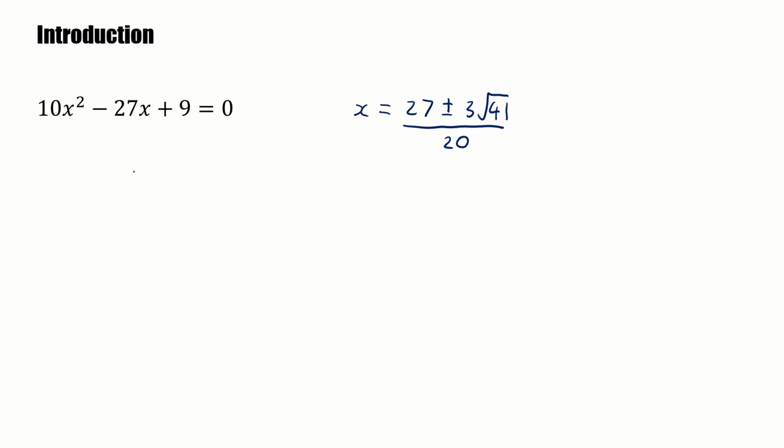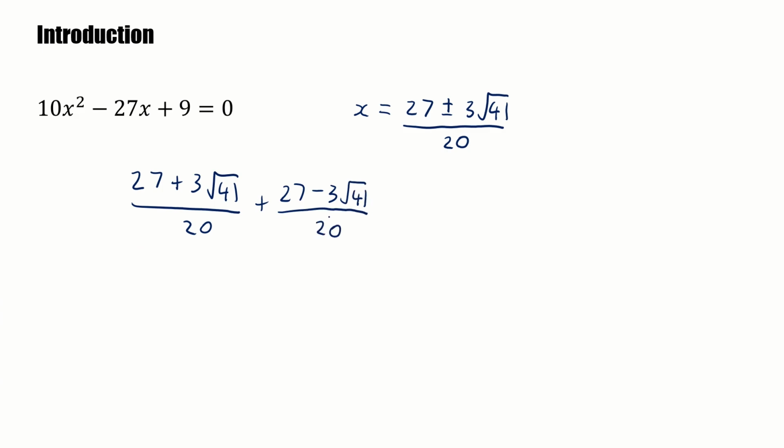For instance, the roots of this quadratic added together would be 27 plus 3 root 41, all divided by 20, plus 27 minus 3 root 41, all divided by 20, which if you add together comes to just 27 over 10, which is a fraction, but it's a relatively nice one because it's only the decimal 2.7, really not that bad to deal with at all.